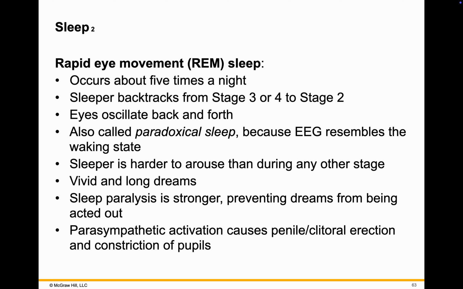The sleeper is harder to arouse than during any other stage of sleep, and this is where we get vivid and long dreams. Sleep paralysis is stronger. That prevents dreams from being acted out. And the parasympathetic activation is going to cause penile or clitoral erection and constriction of pupils.